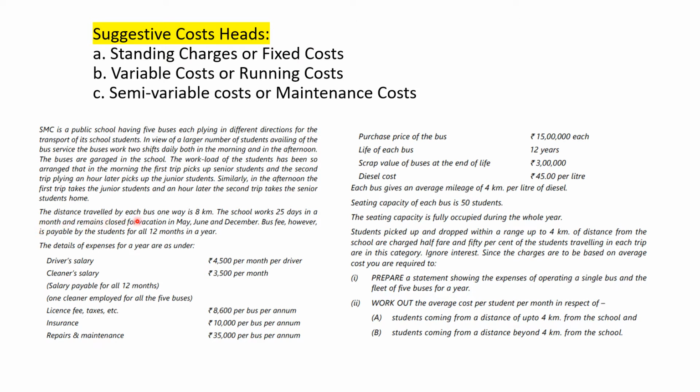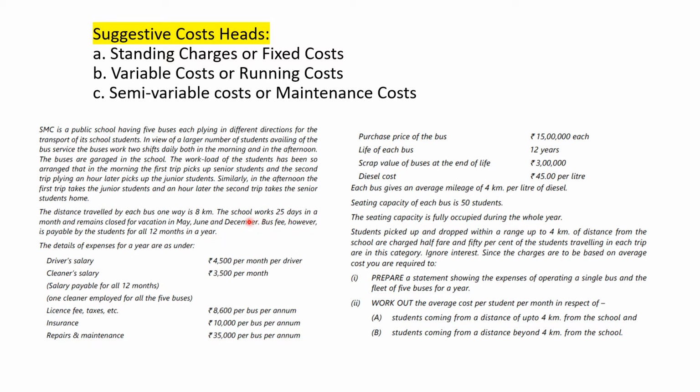The distance traveled by each bus one way is 8 kilometers. So by this statement we understand the buses operate only to the maximum of 8 kilometers. The school works 25 days in a month and remains closed for vacation in May, June and December. Okay, so ideally the buses run for 9 months. Bus fee, however, is payable by the students for all 12 months in a year.